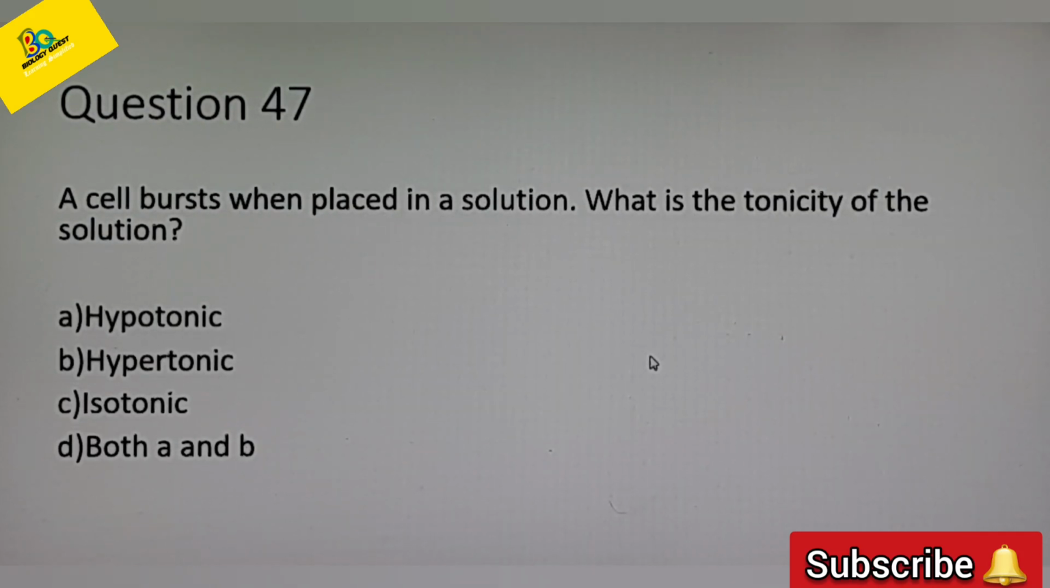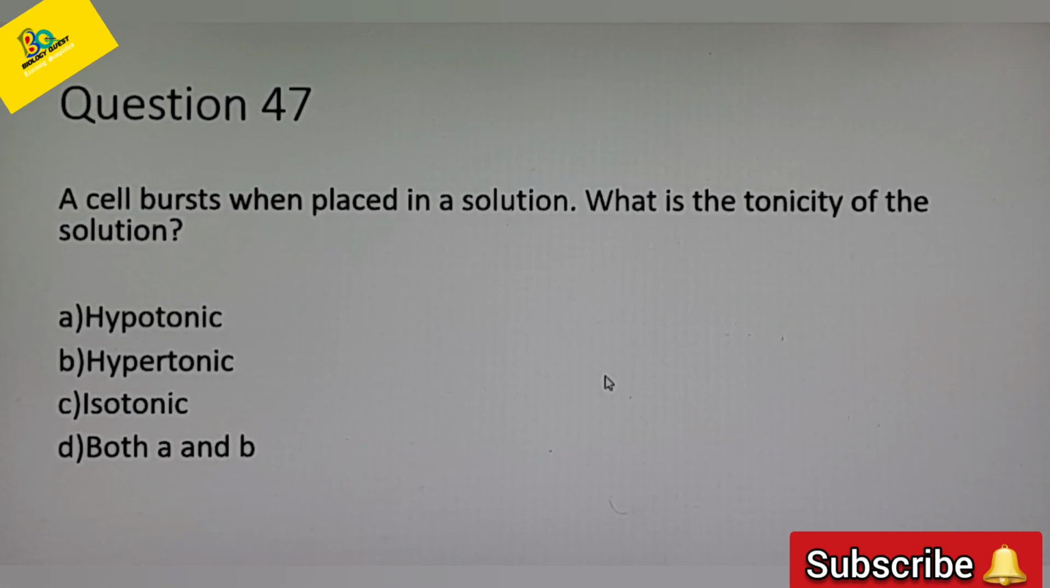Next question, a cell bursts when placed in a solution. What is the tonicity of the solution? So here a cell is placed in a particular type of solution, and the cell bursts after it is placed in the solution. How does the cell burst? It is because of the inward entry of water into the cell. Inward diffusion means endosmosis has taken place, isn't it? So when does endosmosis take place? When the cell is placed in a hypotonic solution.